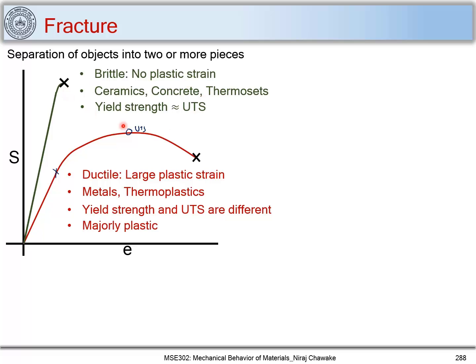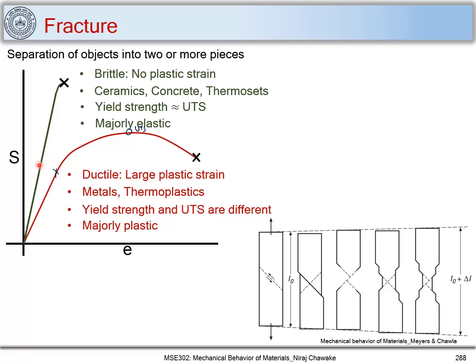This is what it means. And here in this case, you have a large amount of plastic strain, so this large amount of plastic strain after yielding has occurred. So this kind of material is majorly plastic, while these materials are majorly elastic.